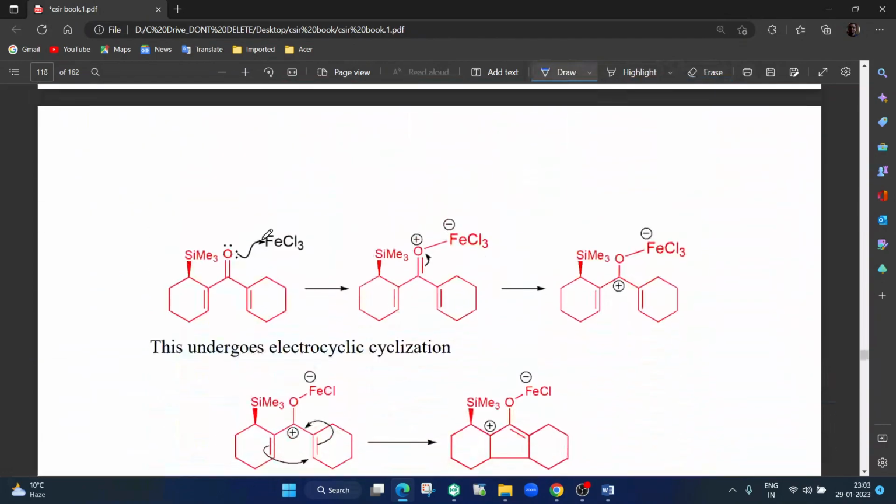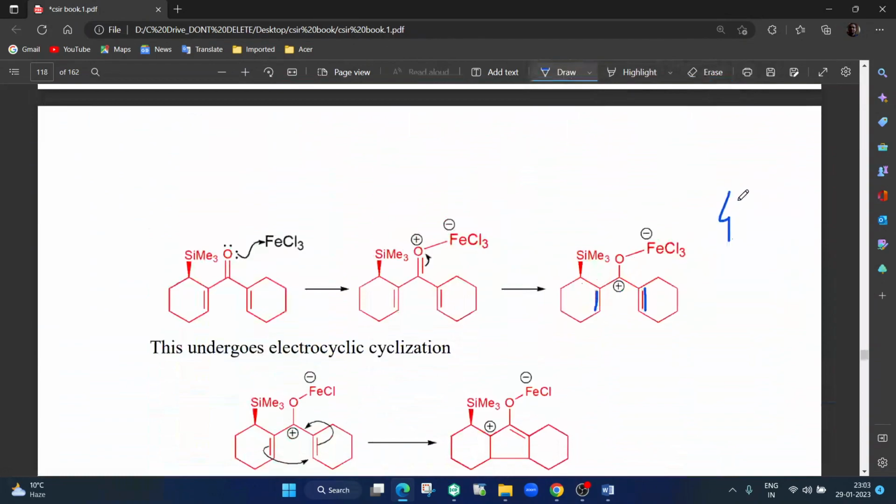Yeah, first oxygen attacks this FeCl3 and this comes here, you get a vacant p orbital. Now the system becomes conjugated, because there is a p orbital here, there is a vacant p orbital here, and there are two more p orbitals, all are overlapping. Now it becomes a conjugated system and it can go electrocyclic reaction. Now how many pi electrons are there? 1 2 3 4. So it is a 4n system.